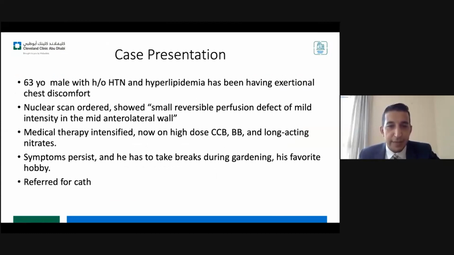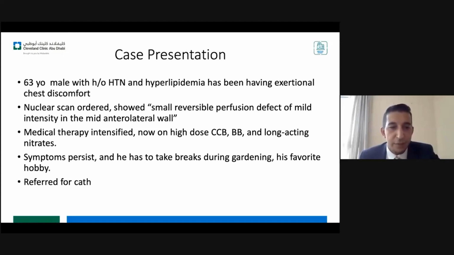So we'll start with a case. A 63-year-old male with history of hypertension, hyperlipidemia has been having ongoing chest discomfort for a few months. A nuclear scan was ordered by his cardiologist and it showed a small reversible perfusion defect of mild intensity in the mid-anterior lateral wall. So not a big concerning defect.